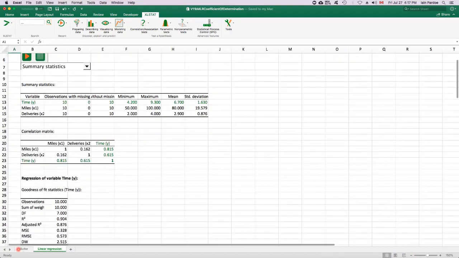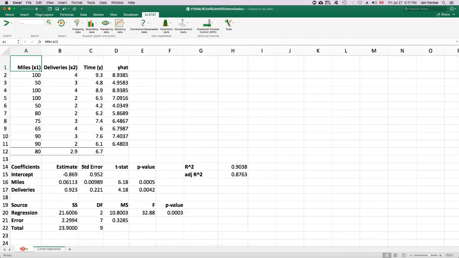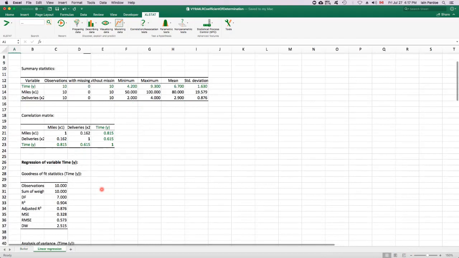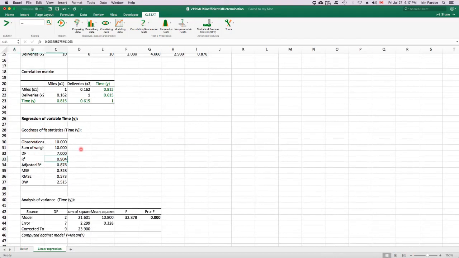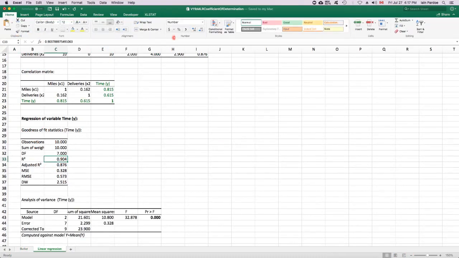Okay, so what are we looking for? We're looking for R-squared of 0.9038 and adjusted R-squared of 0.8763. Let's see if we can find those numbers. They're in this table that ExcelStat calls goodness of fit. And there's R-squared. Actually, let me add a decimal place there, see if it matches what we got. Yeah, and I'll add a decimal place there too. So there's the two numbers that we just looked at, R-squared 0.9038.